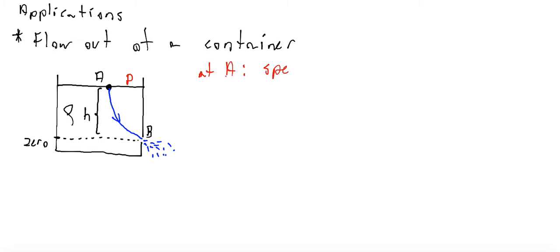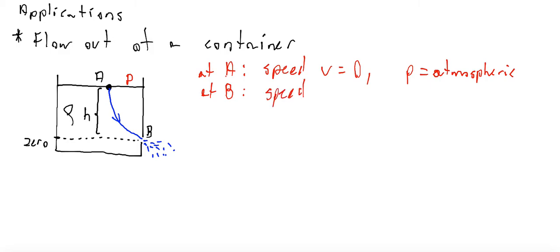So the speed is equal to 0, and we know the atmospheric pressure. And what do we know at B? At B, the liquid escapes the container with unknown speed, and we know that the pressure is also atmospheric, because the pressure outside is the same as here. So also atmospheric pressure.